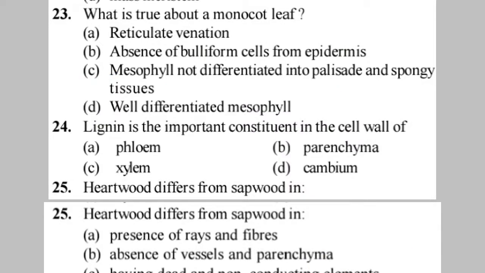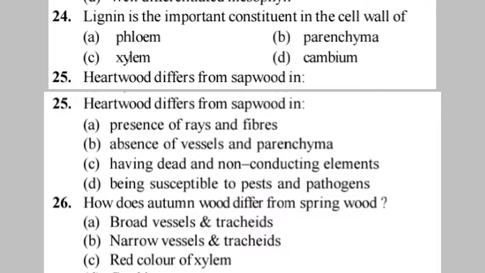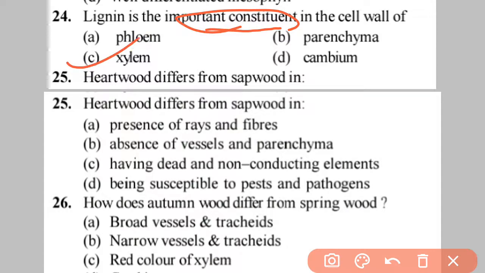Let's move on, question number 24. Question number 24 is, lignin is important constituent in the cell wall of which? Parenchyma, cambium, phloem, xylem. Which one? So lignin is basically important constituent of xylem. Okay. Option C is correct here.